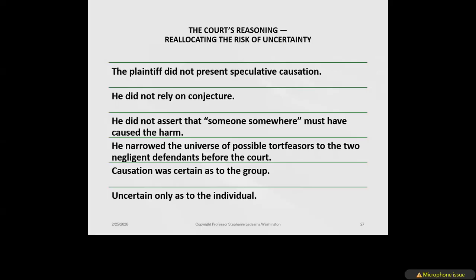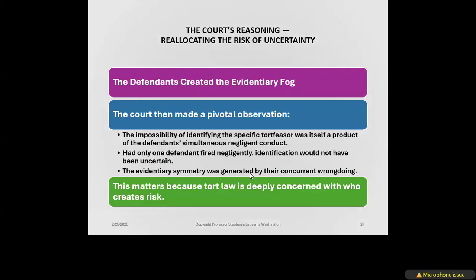The plaintiff didn't simply assert someone, somewhere must have caused the harm, right? Didn't do any of that. The plaintiff narrowed the universe of possible tortfeasors to two negligent defendants, both of whom were before the court. Causation was certain as to the group of potential causers, right? What was uncertain was to the specific individual.